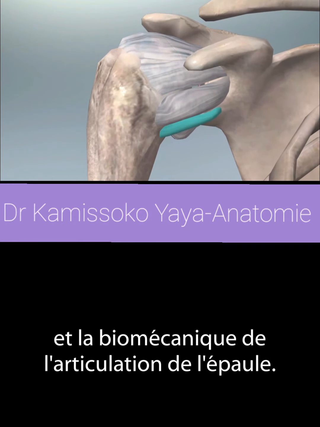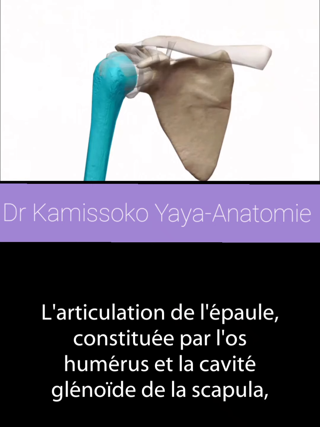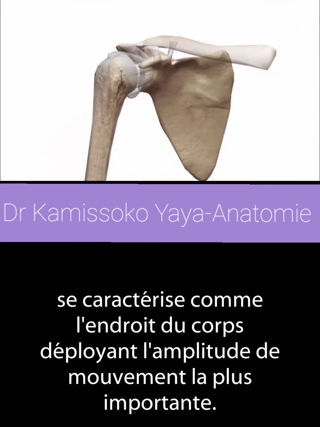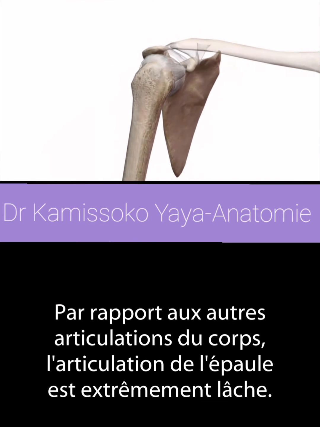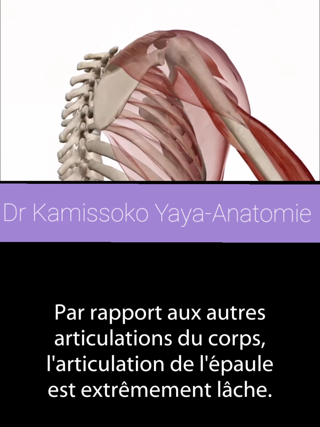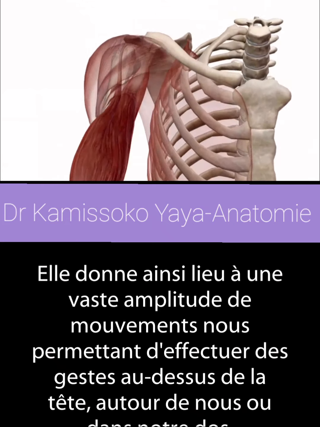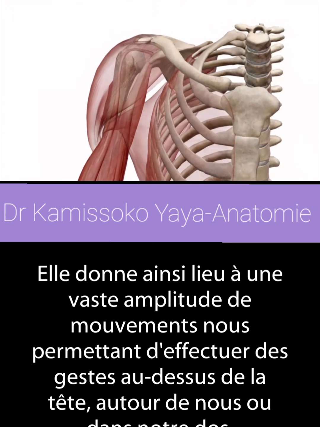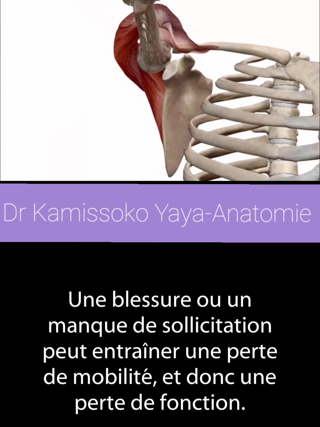Basic anatomy and the biomechanics of the shoulder joint. The shoulder joint, made up of the humerus bone and the glenoid of the scapula, is characterized as having the greatest amount of motion in the body. Compared to other joints in the body, the shoulder joint is extremely loose, which allows tremendous amounts of motion to reach up, around, and behind the back. Injury or disuse may result in loss of mobility and therefore loss of function.